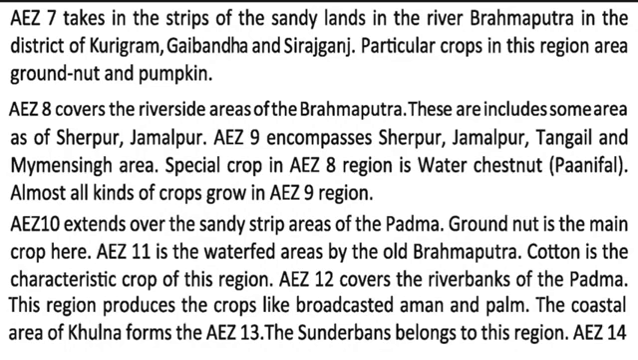Agroecological zone 8 covers the riverside area of the Brahmaputra. This includes some areas of Sherpur and Jamalpur. Agroecological zone 9 encompasses Sherpur, Jamalpur, Tangail, and Mymensingh areas. The special crops in zone 8 are water chestnut and pineapple, and almost all kinds of crops grow in zone 9.